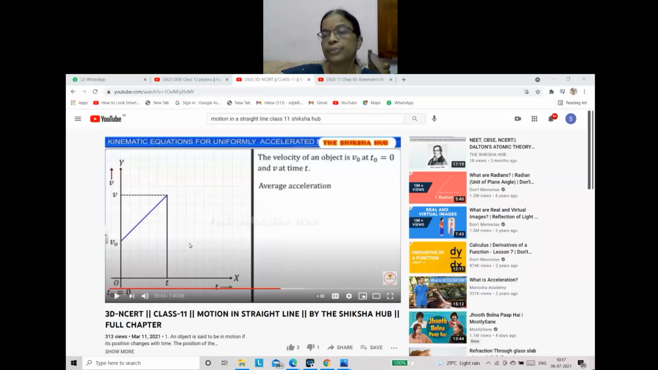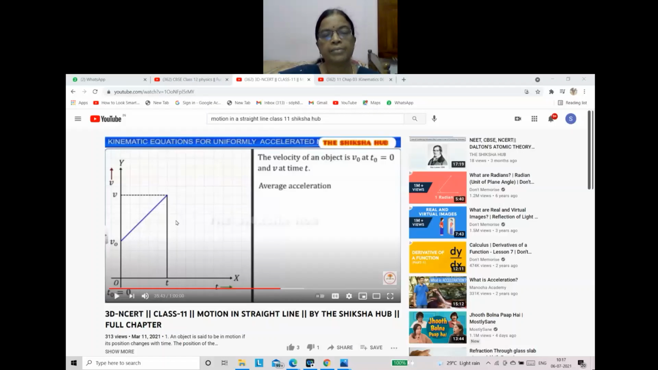Every day I will ask questions and we have to give marks also. Anyway, you have to respond. That's the main thing. Some children are not at all responding. So here, just by seeing the graph, you will be able to tell this is a uniformly accelerated motion because the velocity time graph is a straight line inclined to time axis.